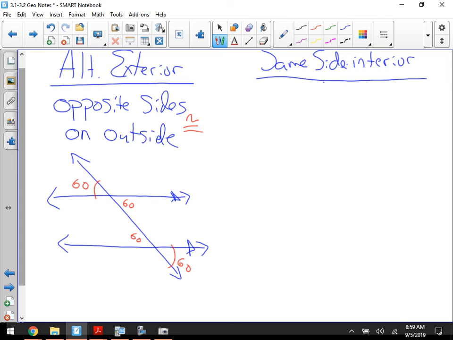And then the last one is called the same side interior. Gee, I wonder where those are going to be. We can only figure out by the term same side interior where those would be. I'm going to guess they're on the same side on the inside.